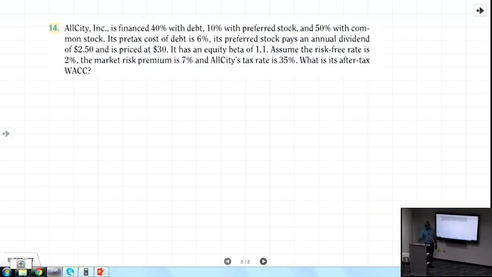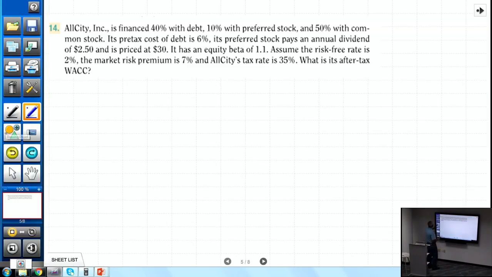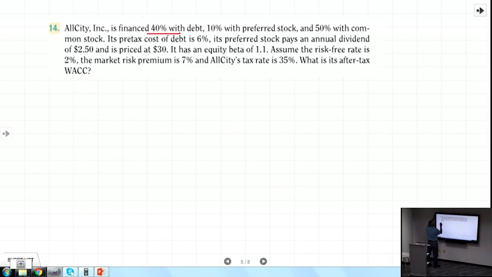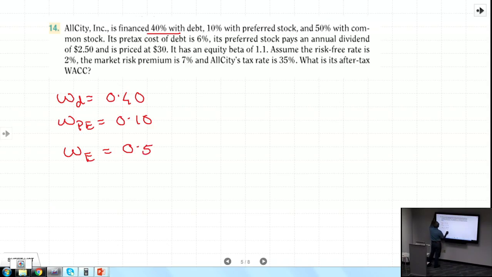Okay. Problem number 14. A lot more information given over here. So we can quickly translate this into variables. First is 40% financed with debt. That means 40% debt, 0.40. 10% preferred equity, 0.10. And then the remaining would be common equity, 0.5.